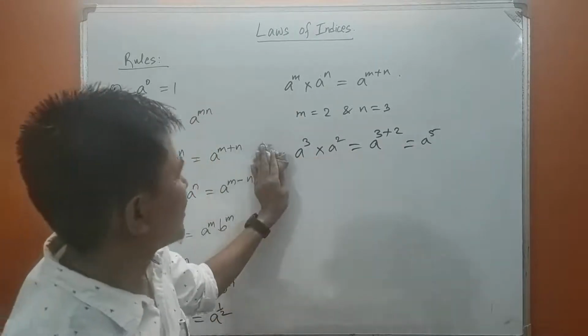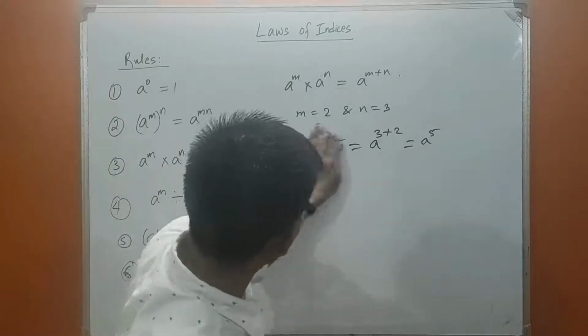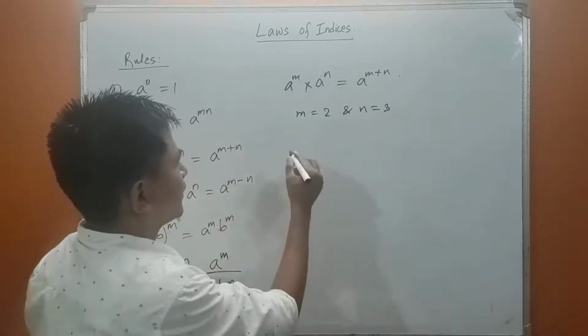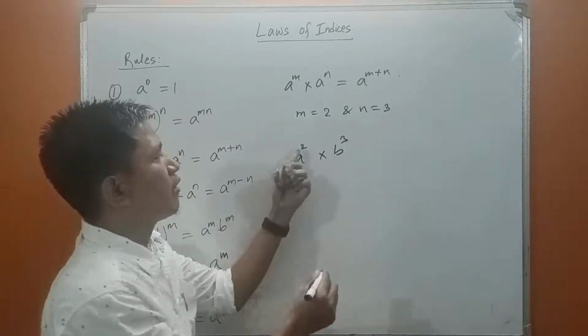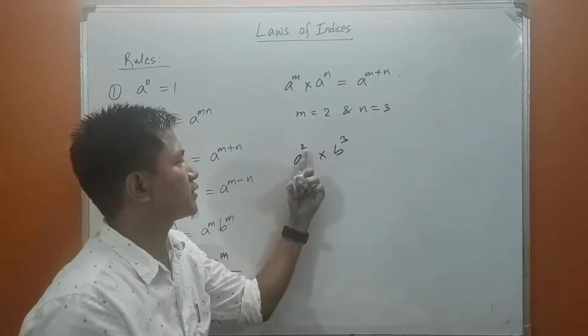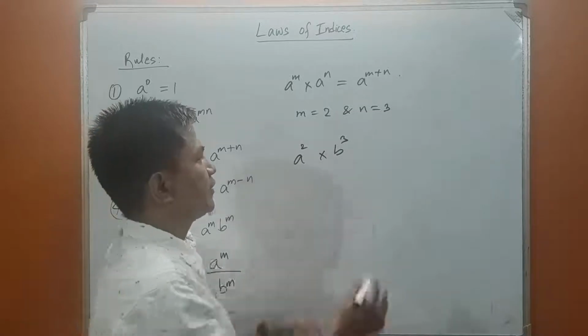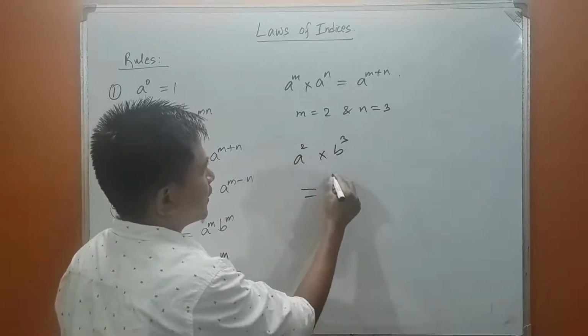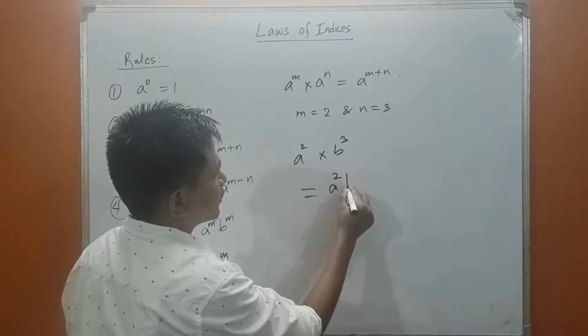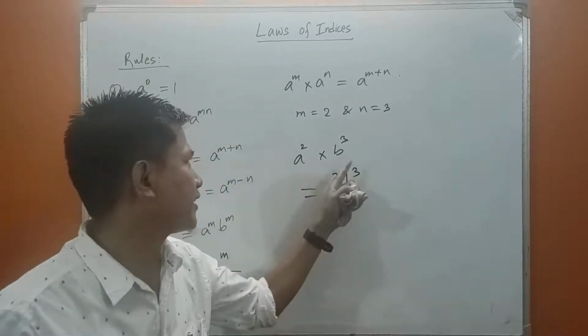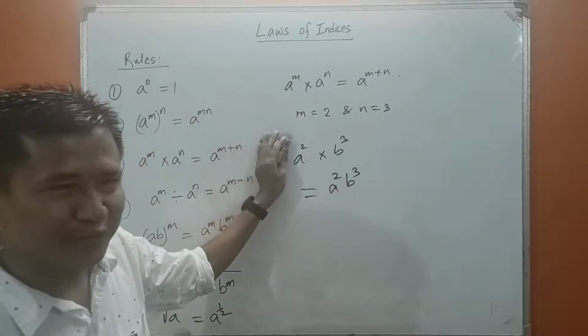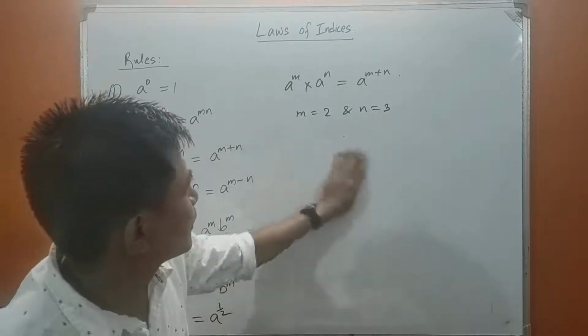I hope you got this. But if the number is like this, a square into b cube, here the powers will not be added because their bases are different. a square and b cube will remain separate because the bases are different. I hope you got this. Now let us move to the next rule.